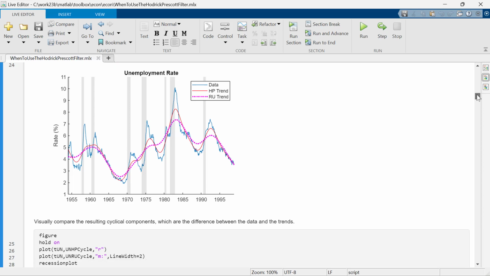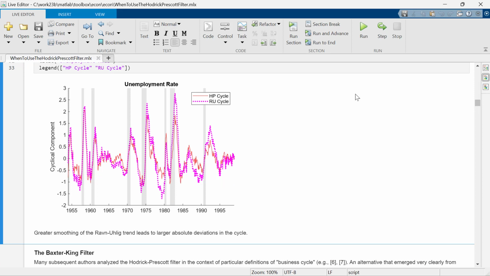If we look at the difference between the trend and the data, we arrive at the cyclical components, and we get this graph color-coded in the same way. And you can see, because the Hodrick-Prescott smoothing parameter is less aggressive, the deviations from the data, the cyclical component, are smaller in general than the deviations when you use a larger smoothing parameter, like in the RU data here.